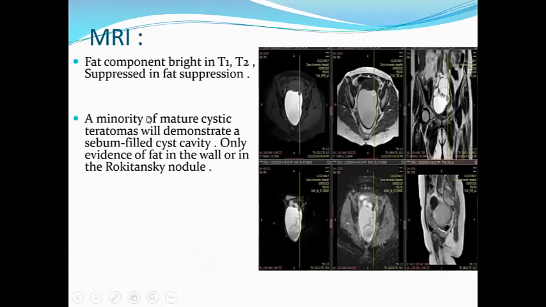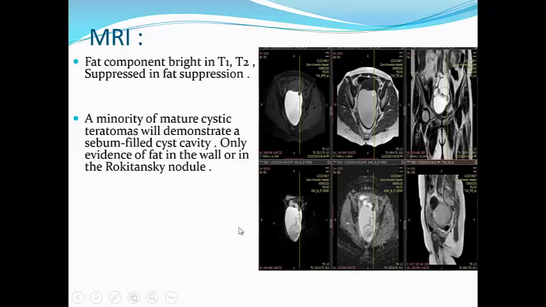Another case, if you find a minority of fat, then also it is teratoma. A minority of mature cystic teratomas will demonstrate a sebum-filled cystic cavity. All this sebum is not suppressed on fat suppression. And there is only one fat globule here. This is a small fat globule here. So this is mature cystic teratoma also.